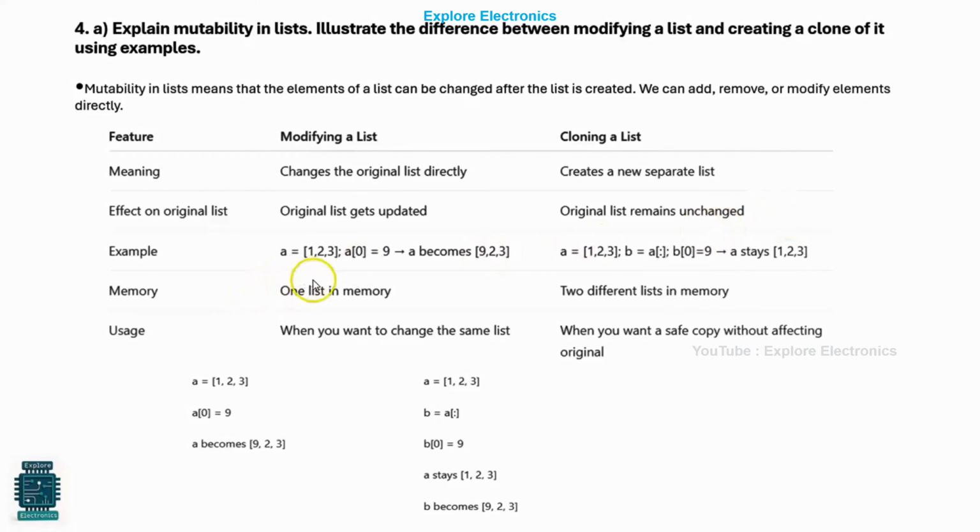Clear? In modifying, only one list is there in memory, because I am modifying the same list. Here two different lists are there in memory because of cloning. When you want to change the same list, modifying takes place. When you want a safe copy without affecting the original, when you want the same copy of the original that should not affect the original, then go with cloning a list. Here I have explained these examples in detail. Go through that once again.